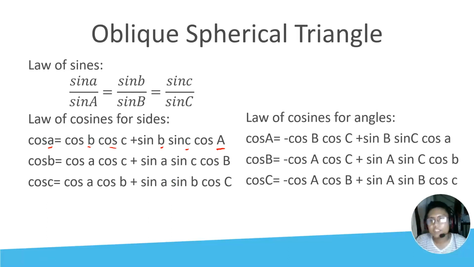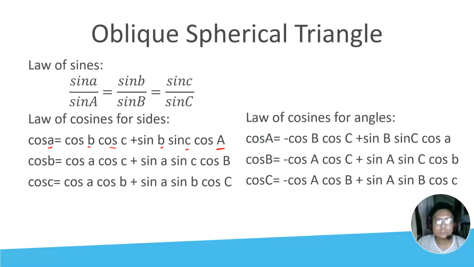For the law of cosines for angles, we have cosine of angle A is equal to negative cosine angle B cosine C plus sine angle B sine angle C cosine side A. So we have a pattern here again: for law of cosines for angles, we have a negative sign for cos sin cos. That's the formula for law of cosines and law of sines for a spherical triangle.